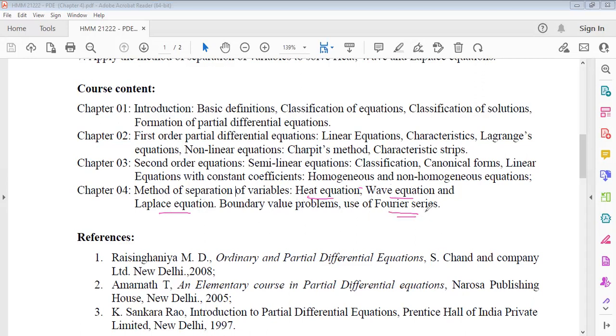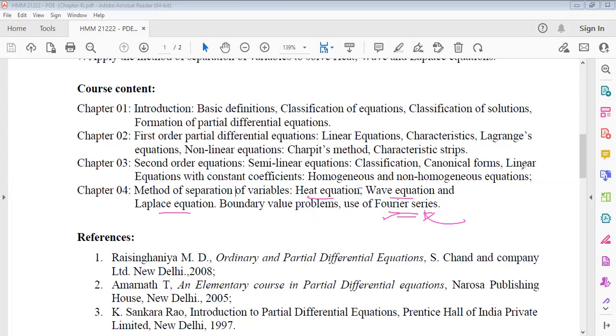I think you will study this later in your integral calculus sections. Maybe you have started, but maybe it's in the next semester. I will just use that to solve these equations. That is our chapter number 4.